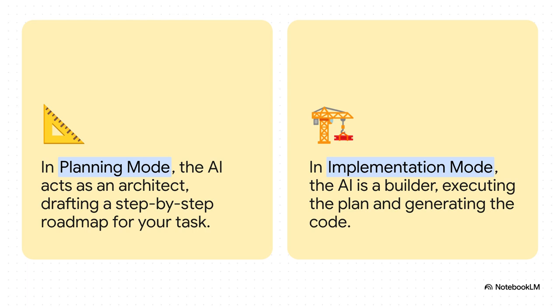In what they call planning mode, the AI basically puts on its architect hat. You give it a high-level task, and instead of just jumping in and writing code, it drafts a detailed, step-by-step blueprint for you. Then, and this is the key, once you look at that plan and say, yep, that looks good, it switches hats. It goes into implementation mode. And now it's the builder, methodically carrying out the exact plan you both agreed on.